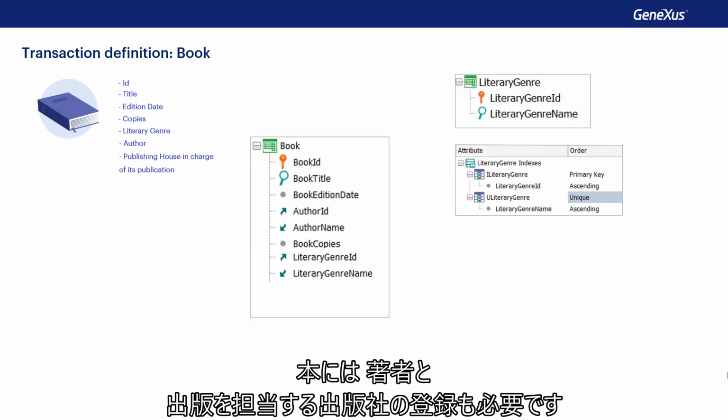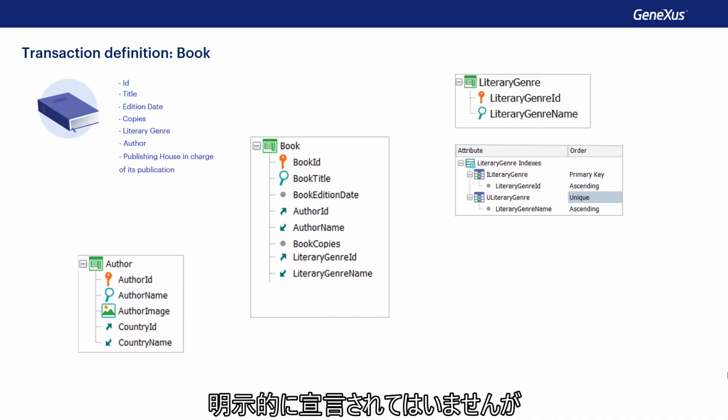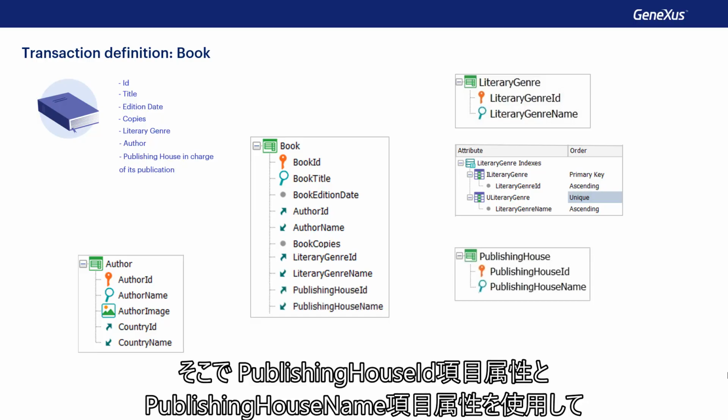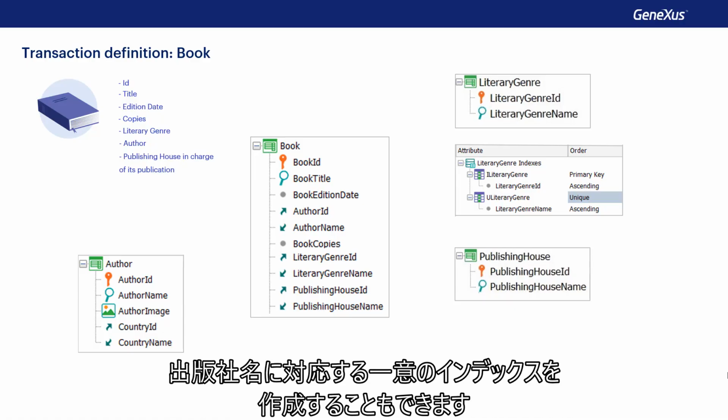But the book also requires registering the author and the publishing house responsible for its publication. The author is already defined as an entity, but the publishing house is not. And although it's not explicitly declared, in the analysis, the need to model the publishing house entity arises. So, we define the publishing house transaction with these attributes: publishing house ID and publishing house name. We can also create the corresponding unique index on the name of the publisher.